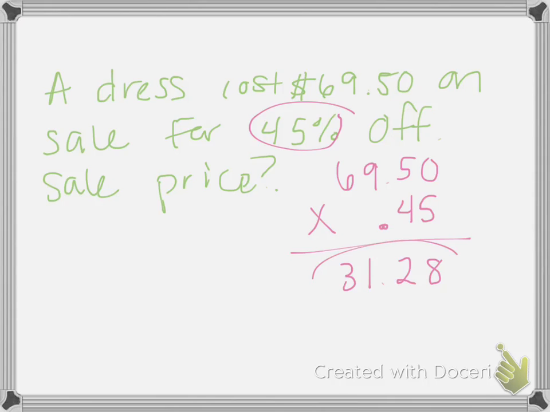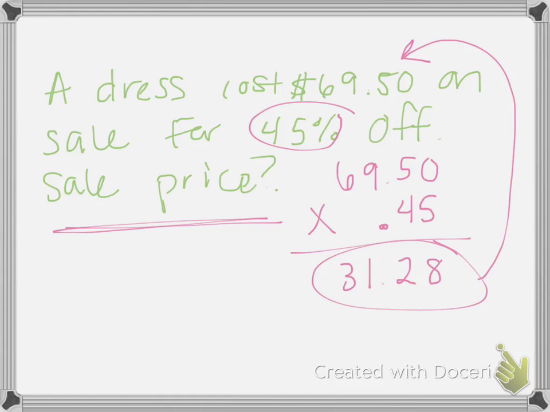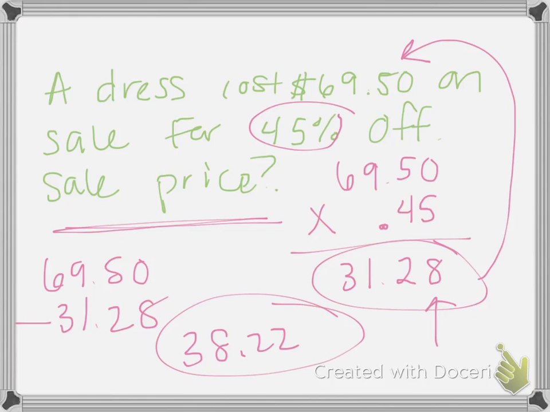So that is how many dollars I have off, but I want to know what the sale price is. So I need to subtract that from $69.50 because this is how much we're getting off. So I'm going to take $69.50 minus $31.28. My sale price is $38.22. So that's how much I would pay on sale for that dress.